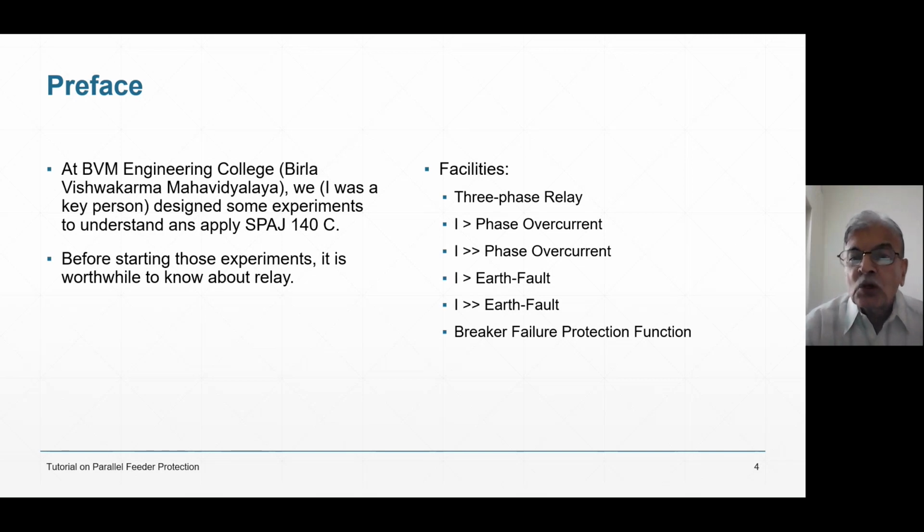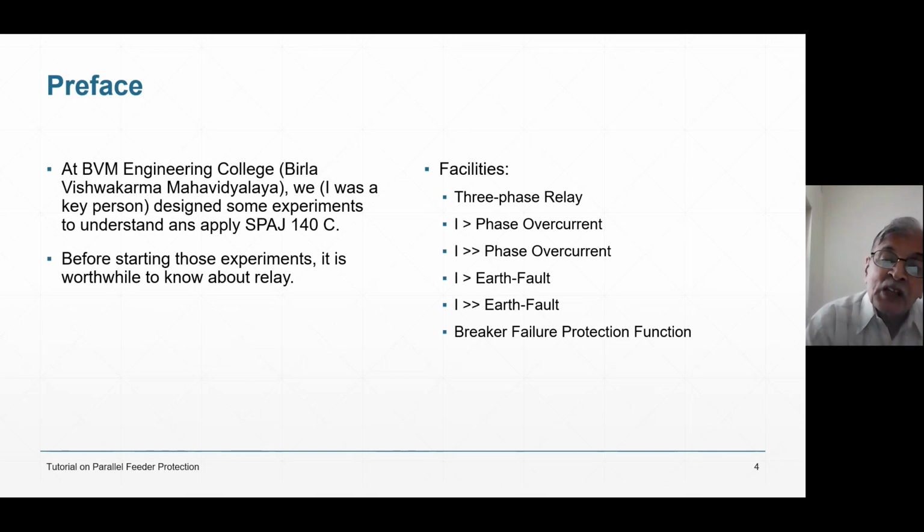There is an earth fault I 0 greater than. Sorry, the person who has done this decoration for me has forgotten the word 0. It is I suffix 0. I 0 earth fault is there, and I 0 double greater than means earth fault instantaneous. Over and above that, breaker failure protection function is there.